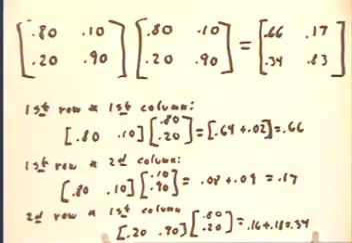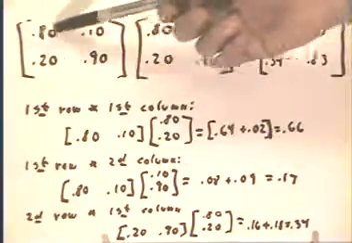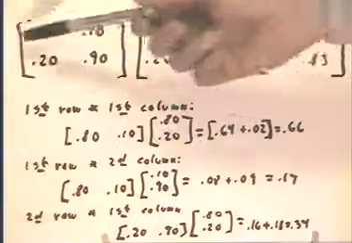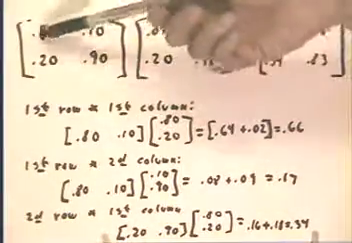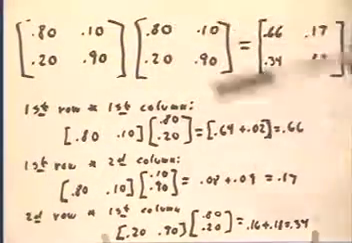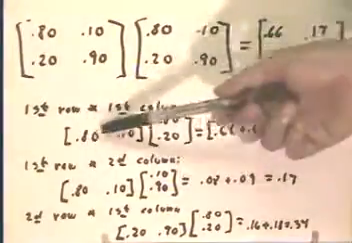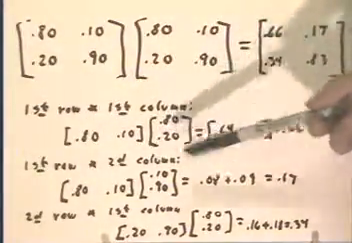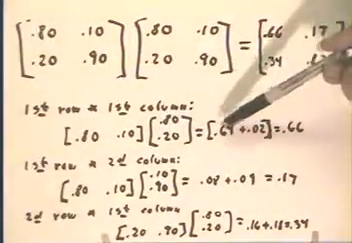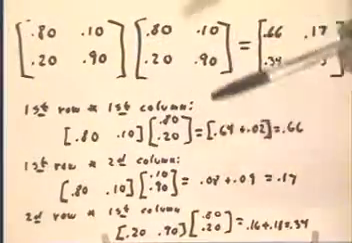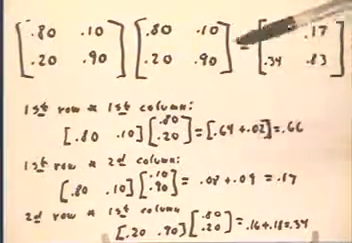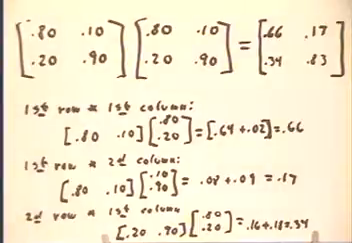Okay, well, let's just review how we multiply rows by columns. Multiply the first row by the first column. What are you going to multiply by what? Well, the 0.80 times the 0.80 and the 0.10 times the 0.20. And that's what we do. 0.80 times 0.80 is 0.64, 0.10 times 0.20 is 0.02, giving us 0.66.